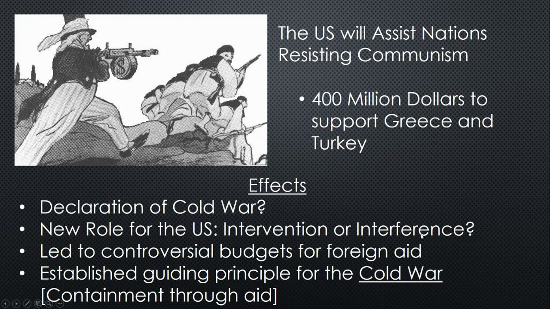So is this intervention or interference, right? Are we becoming involved to help other nations, or are we interfering in their business to uphold our own goals? But it also is going to lead to controversial budgets, right? The United States is going to begin to give a lot of money in the form of foreign aid as a means to contain communism.